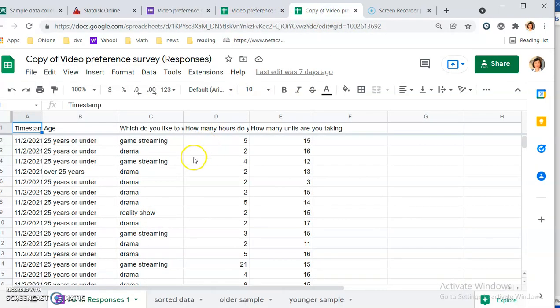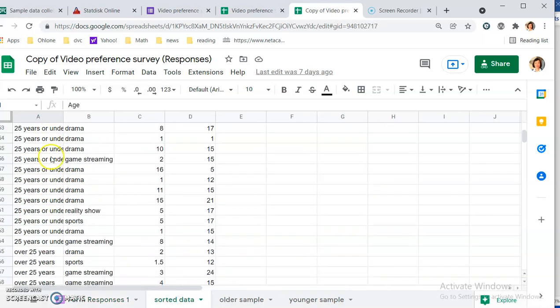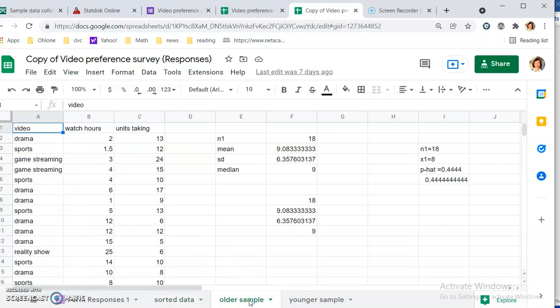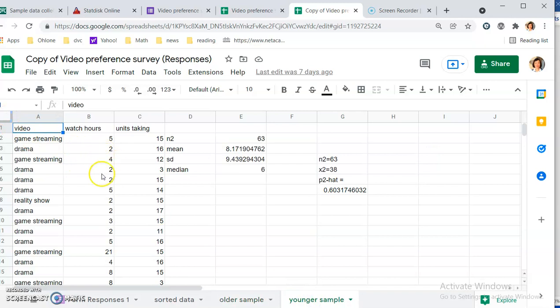I copied it out. If you look at the past 2, 3 videos in the playlist, you'll see how I managed to sort them into 2 samples, one older students, the other younger students. I moved them into 2 different worksheets and created graphs and numerical summaries for them. So that is the data summarization process from the previous few videos. You can watch them if you haven't done that.